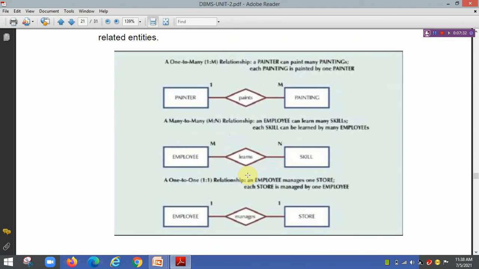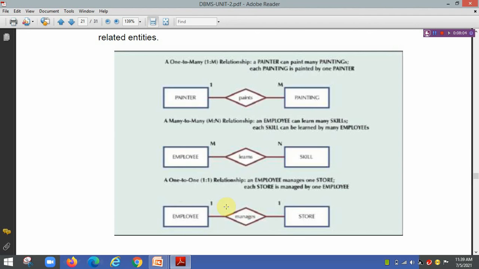In this diagram, there are 4 types of connectivity: one to many, many to many, one to one, and many to one. But the one to many and many to one are related, because when we reverse one to many, it is also many to one. So first we discuss the one to many relationship.